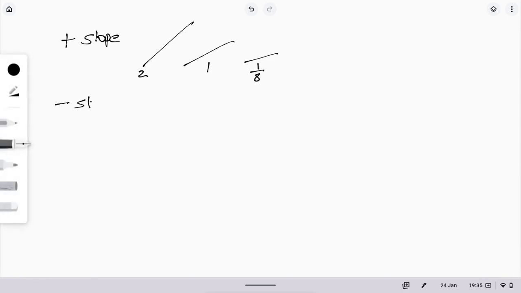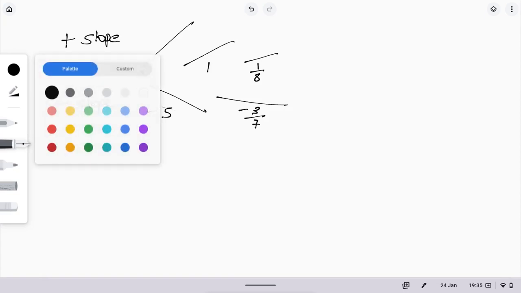Negative slopes go downhill. Once again, the minus in front of it just means that it's going downhill, and the number indicates how steep. So this could have a slope of minus 5, that could have a slope of minus 3 over 7. Both being minus, both going downhill.